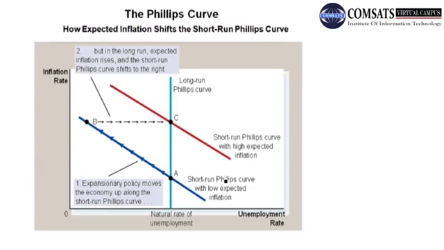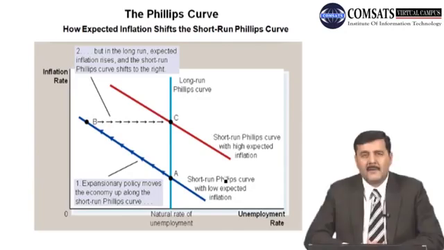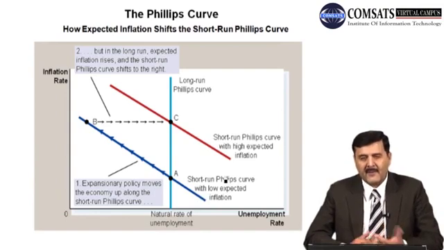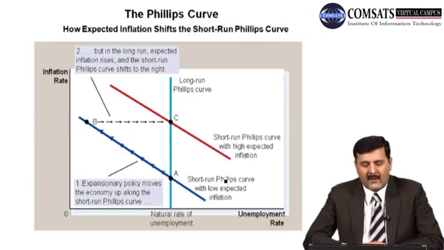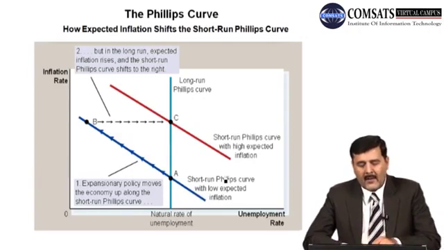So I will try to repeat this diagram again. We have two curves in this diagram, the short-run Phillips curve and the long-run Phillips curve. Both curves intersect each other at point A. This gives us a certain level of inflation in the economy and the natural rate of unemployment prevailing in the economy. Now with the expansionary policy move, the economy is moving from point A to B along the short-run Phillips curve.